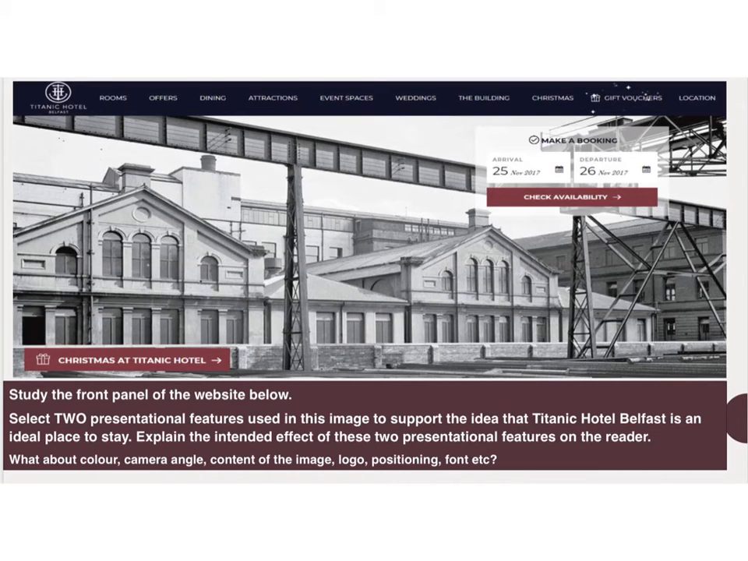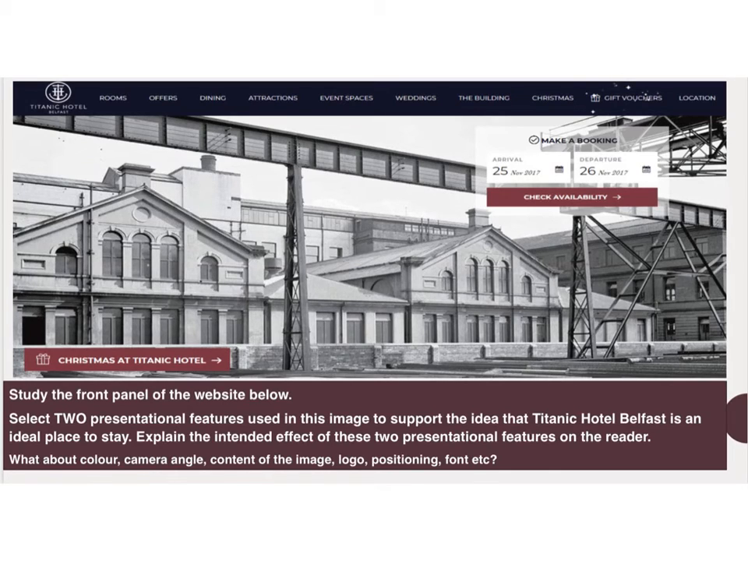So I've said here some prompt questions. Think about the colour, the camera angle, content of the image, the logo, the positioning, and font, just as some prompts. If you have bought the Hodder textbook, you might want to look at the page where it references colour, layout, images, and font.